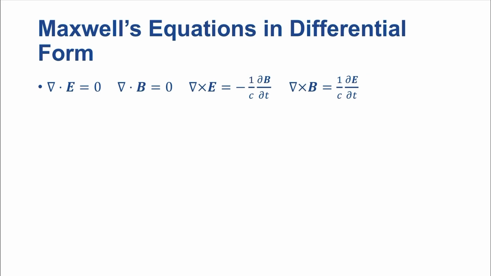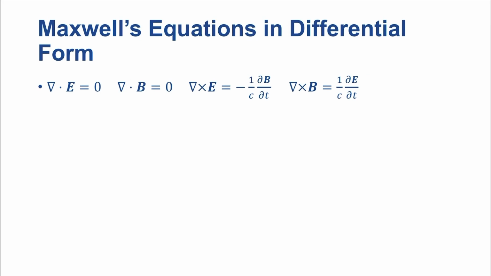So finally we have the Maxwell-Ampere law. This is Maxwell's correction to Ampere's law, which says that the curl of the magnetic field is equal to 1 over the speed of light times the derivative of the electric field with respect to time. So those are the four Maxwell's equations.